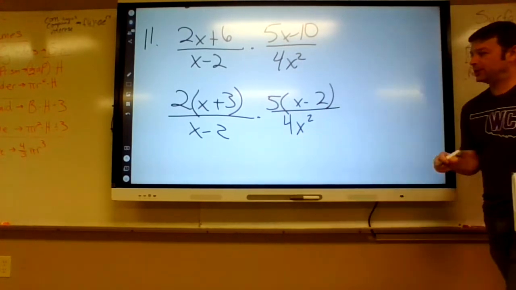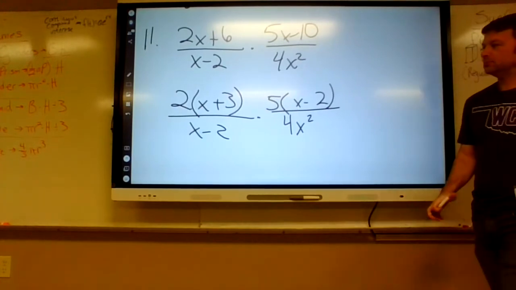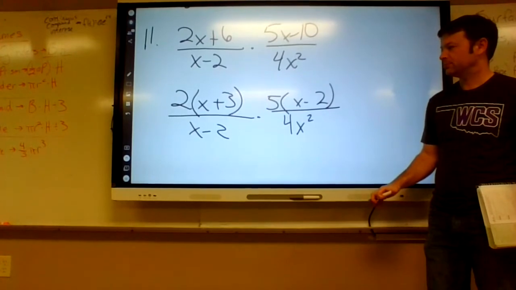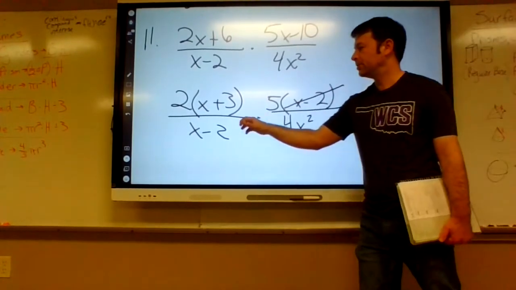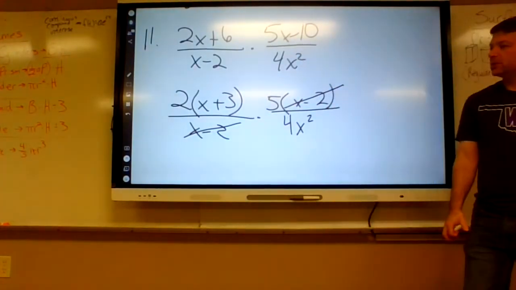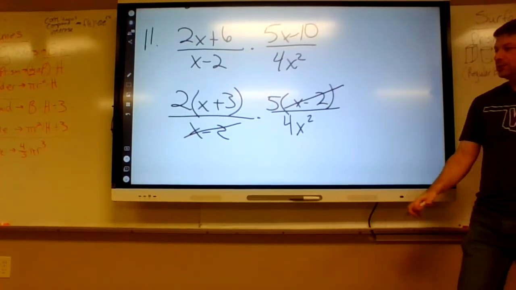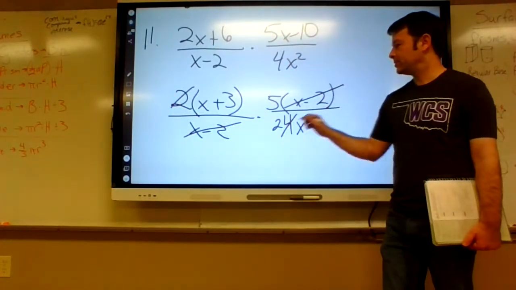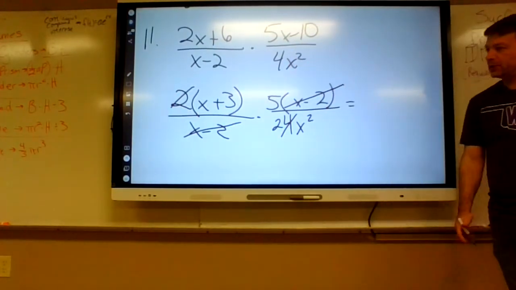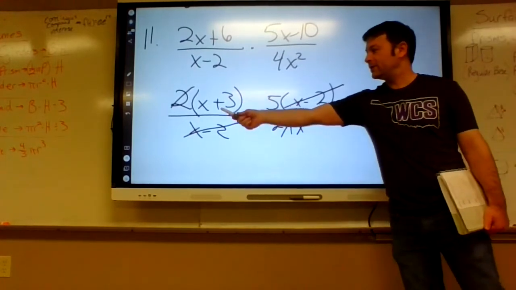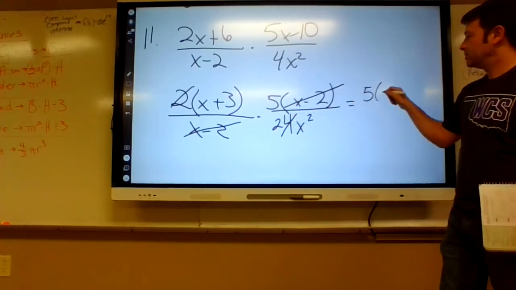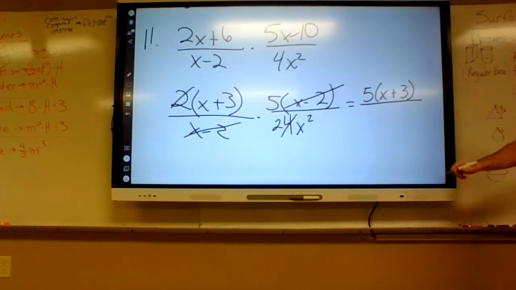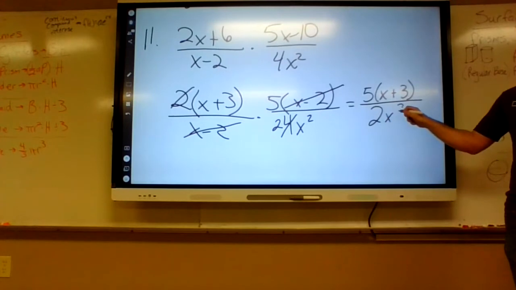Okay, now what cancels out? Couple things I see. X minus 2. One more thing. 2 and 4 reduce to 1 and 2. I'll put a 2 down there. I think I got everything, didn't I? So on the top we have 5 times x plus 3, which we are not going to multiply together. We're going to leave it factored. And on the bottom we have 2x squared.